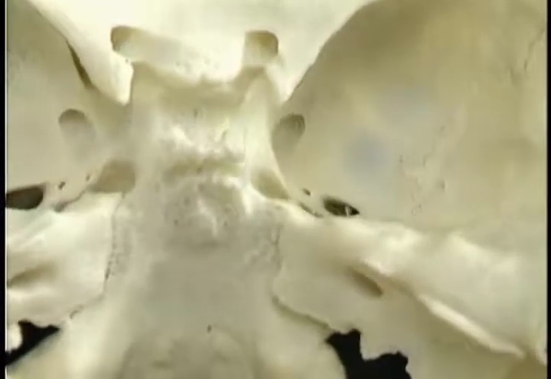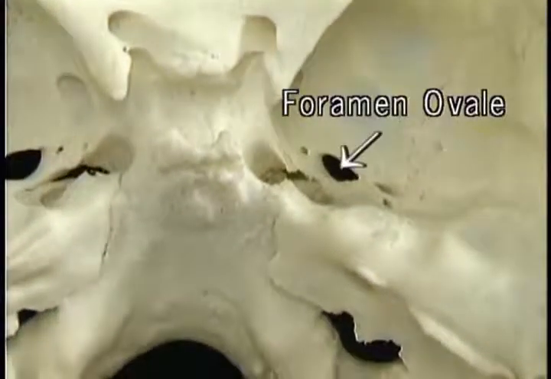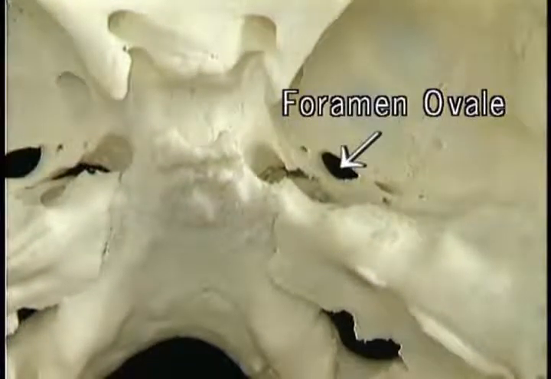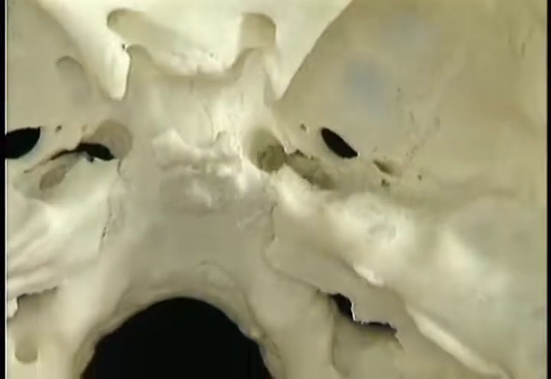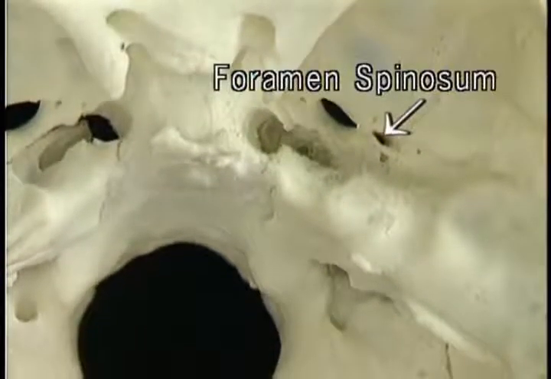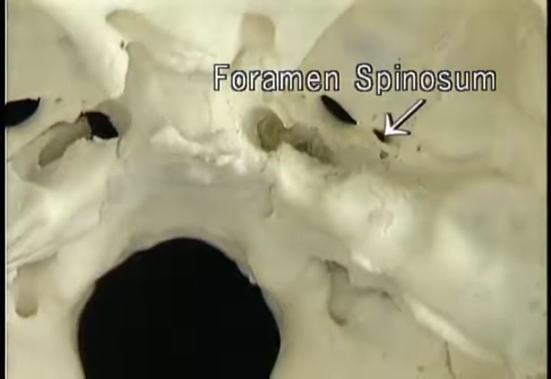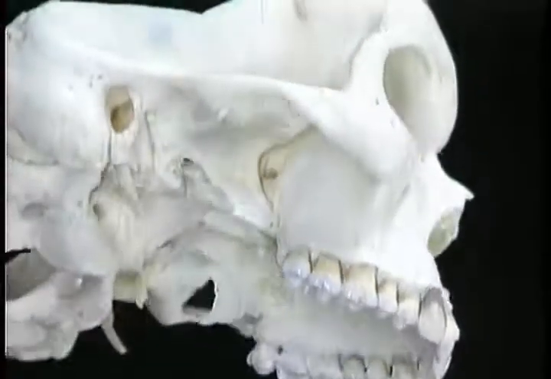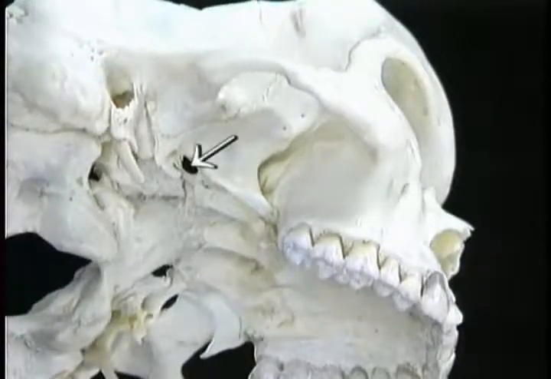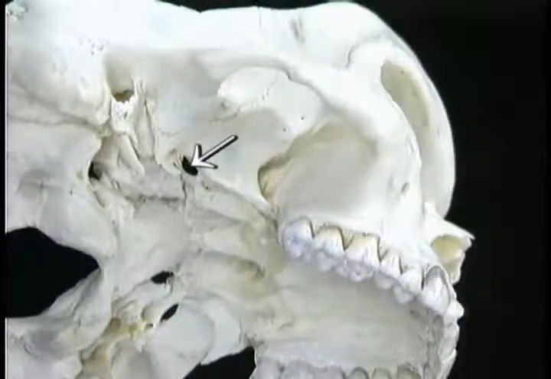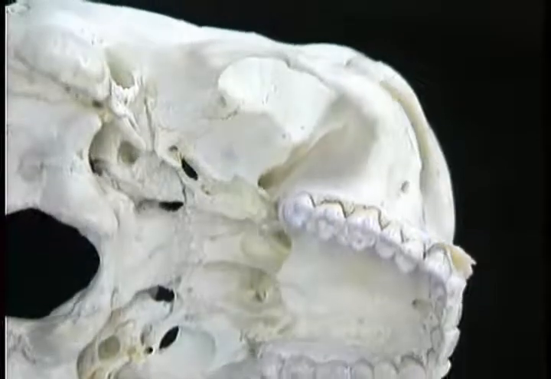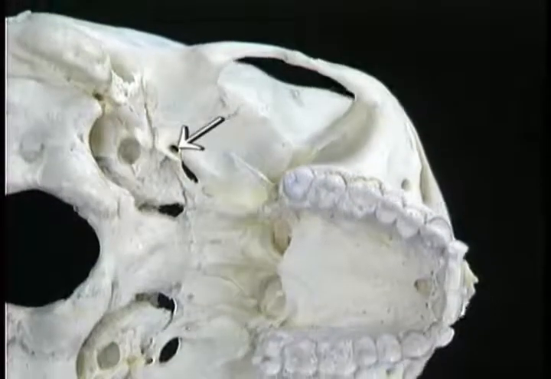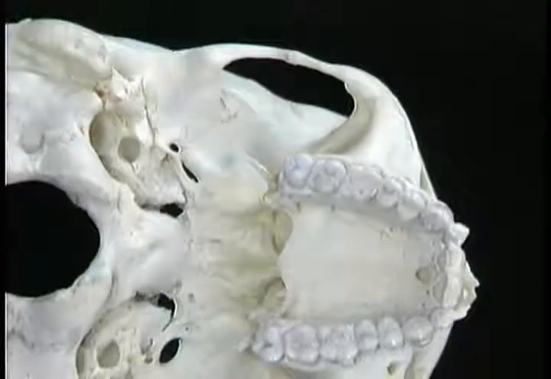The two openings that pass downward are the foramen ovale for the mandibular branch of the trigeminal nerve, and just behind and lateral to it, the foramen spinosum for the middle meningeal artery. To see where those two come out, we'll go round to the underside. Here's the foramen ovale, just behind the lateral pterygoid plate. Here's the foramen spinosum, just behind and lateral to the foramen ovale.